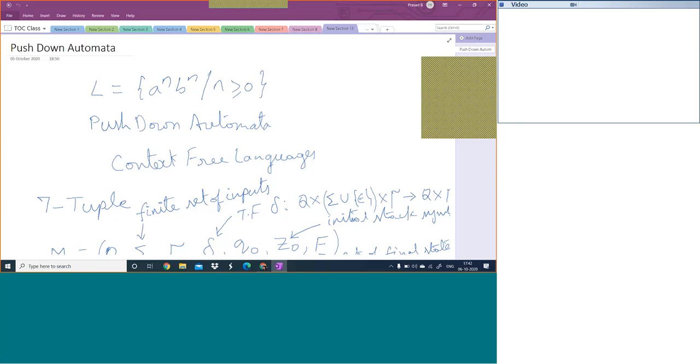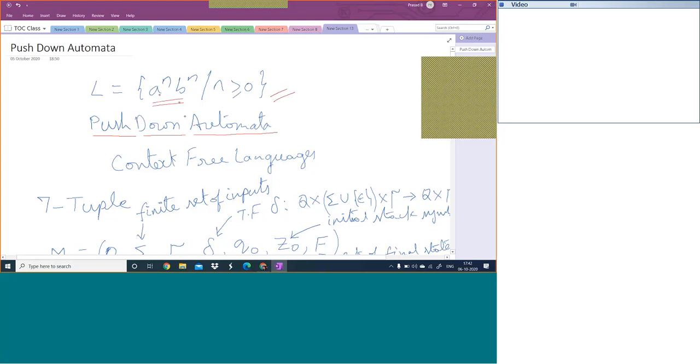The automata which can accept this language is push down automata. If finite automata cannot accept, PDA can accept this language. Okay, so when PDA is accepting, whether it is a PDA or any other automata, when it is accepting this language, it must check whether A's and B's are equal or not.